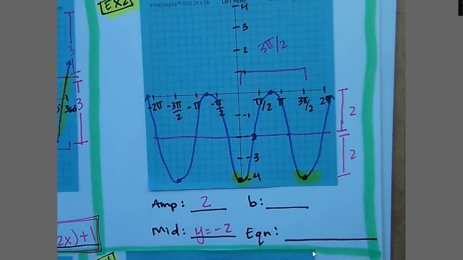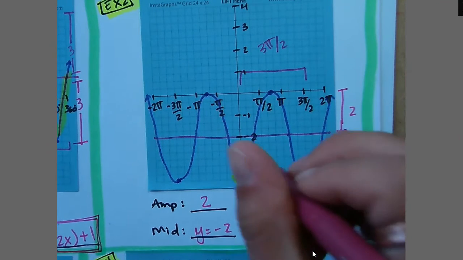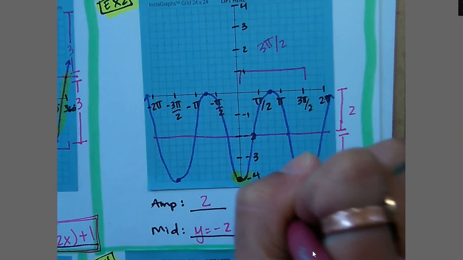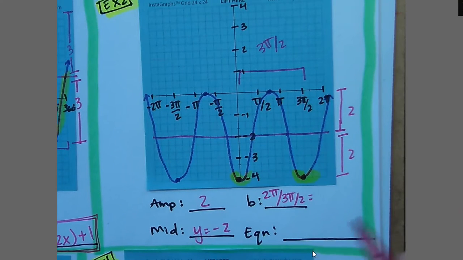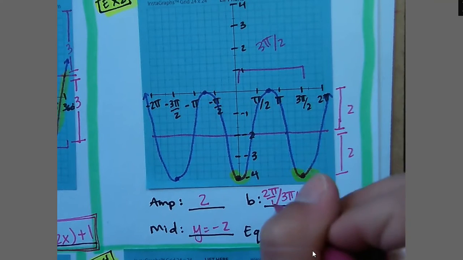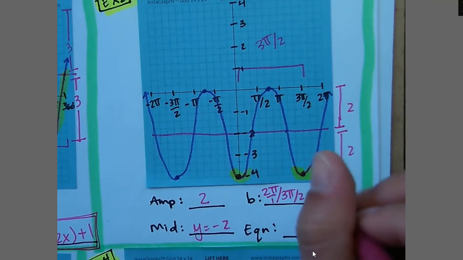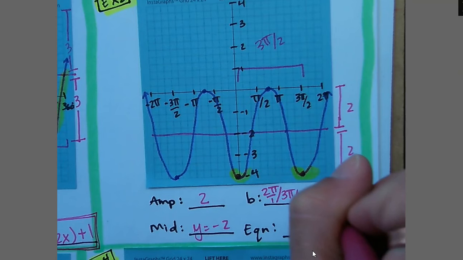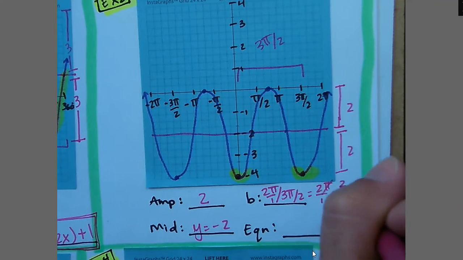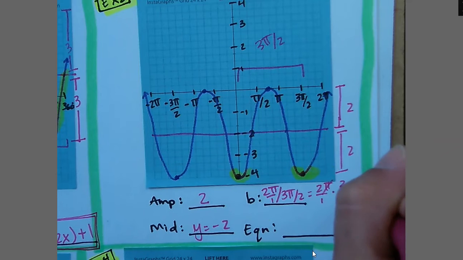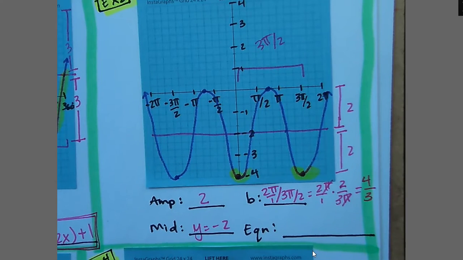So since it takes 3 pi over 2, then we need to do 2 pi divided by 3 pi over 2. You keep the 2 pi over 1, change the division to multiplication, and flip. So it's 2 pi over 1 times 2 over 3 pi. Pi's cancel out, and you just get 2 times 2, which is 4, divided by 1 times 3, which is 3. Now we can write our equation.